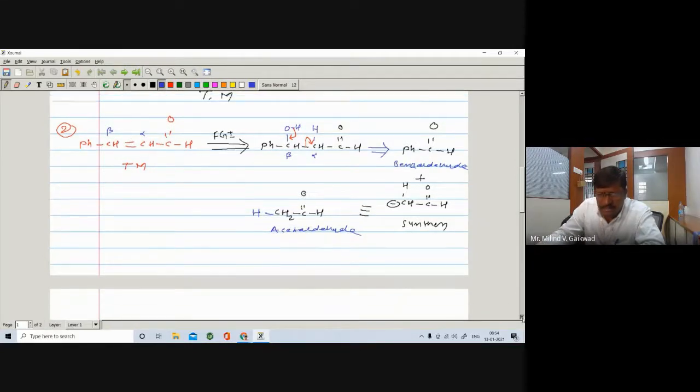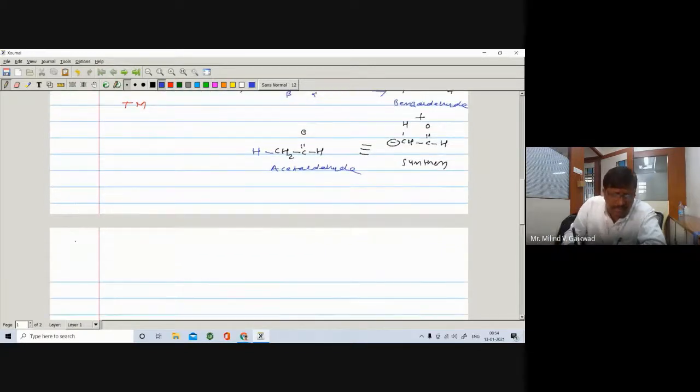Let us see the next point, that is the net reaction. In the net reaction, the reaction starts from benzaldehyde. The first step is formation of a carbanion. It is an example of the aldol condensation reaction. So the first step is formation of carbanion, in which the synthetic equivalent is acetaldehyde.